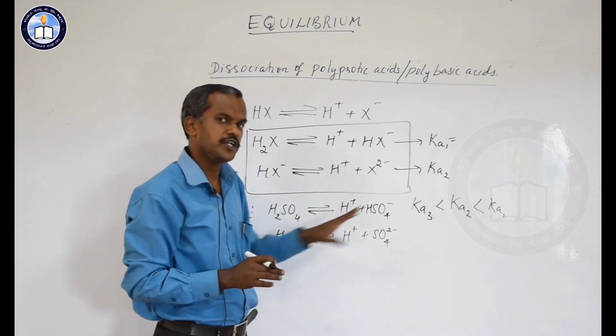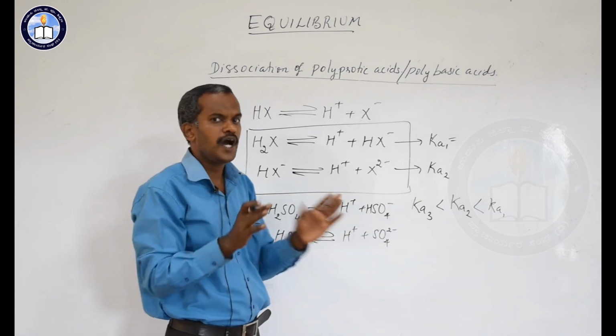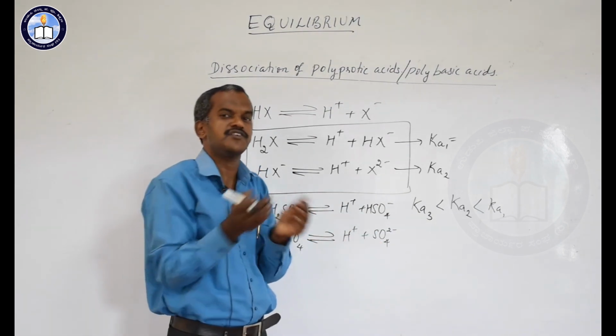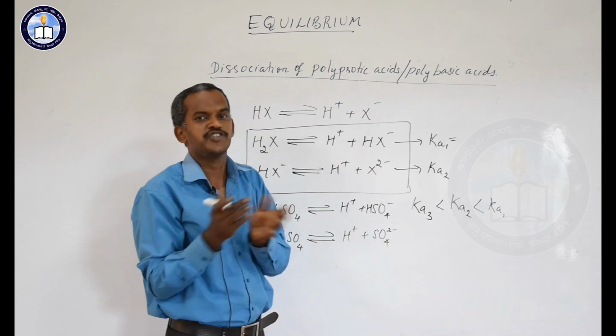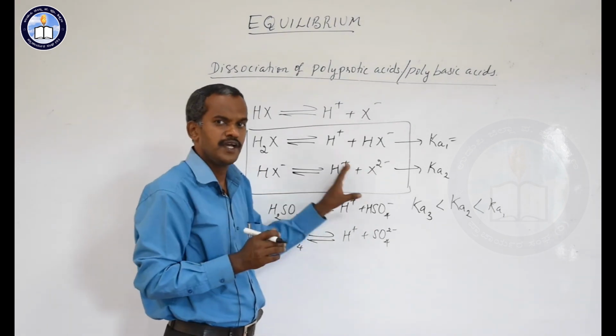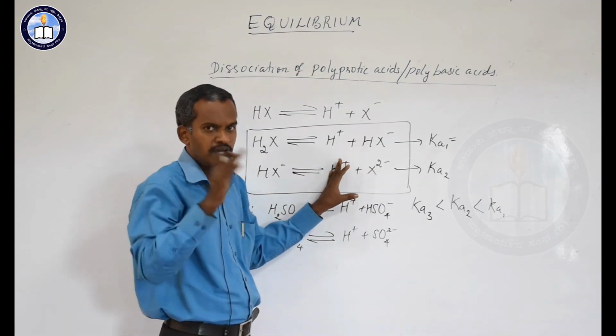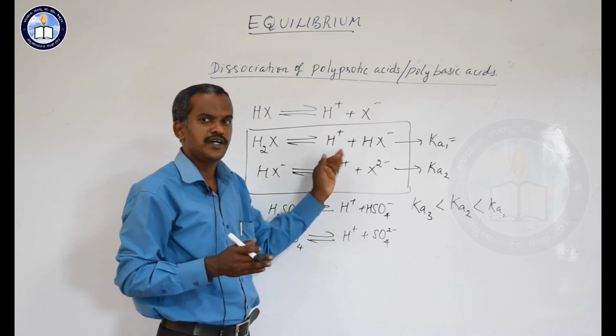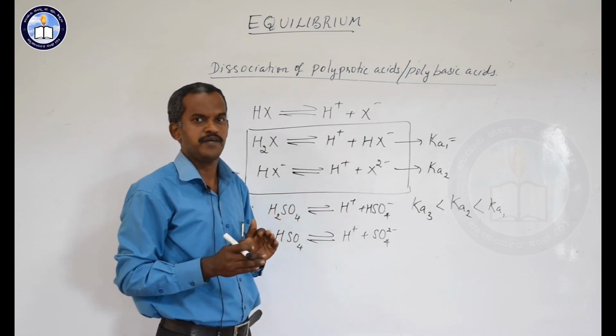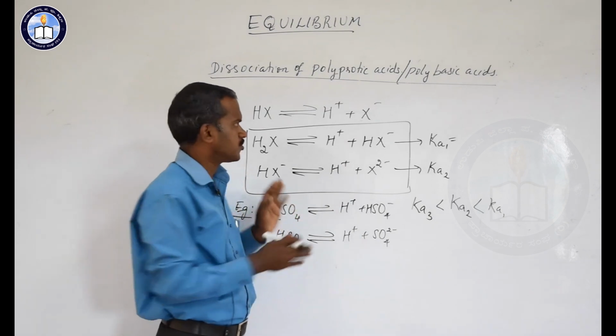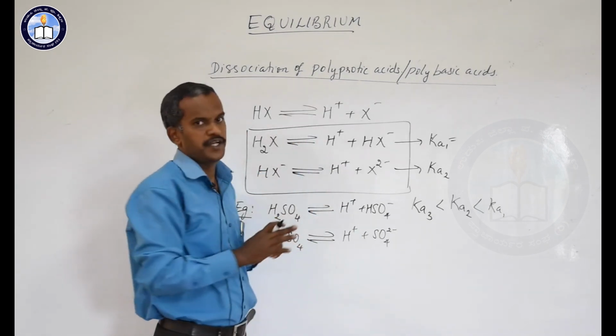Are you clear? Reasoning type questions can be asked. Why are higher order dissociation constants in case of polyprotic acid smaller compared to lower order? I told you the reason. It is due to larger electrostatic force. Removal of positively charged species becomes difficult. Did you understand? So that's all about polyprotic acids.